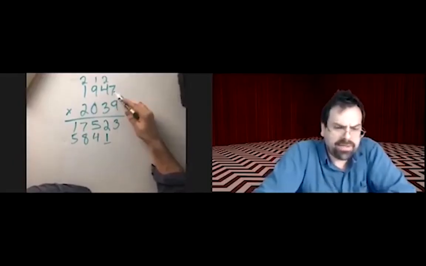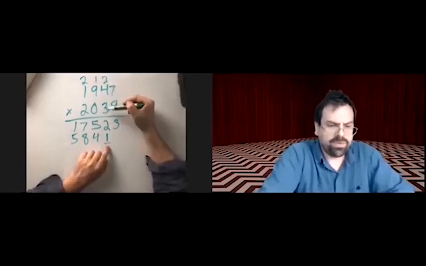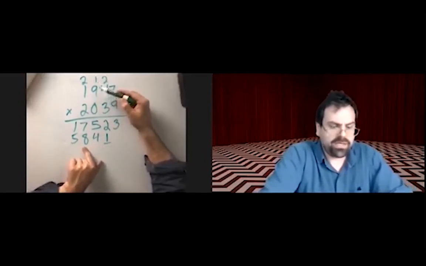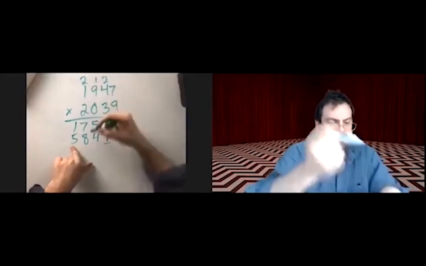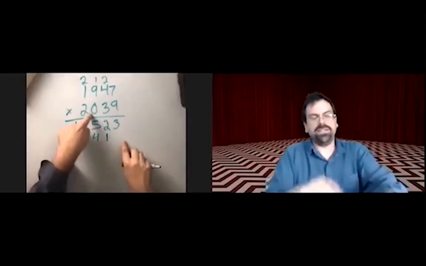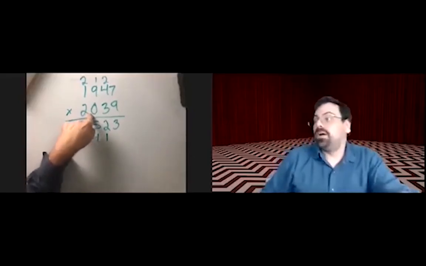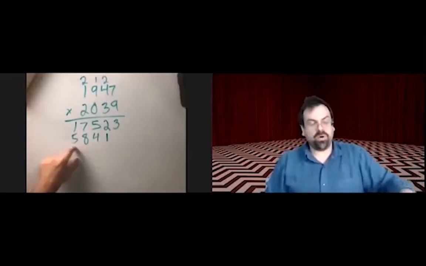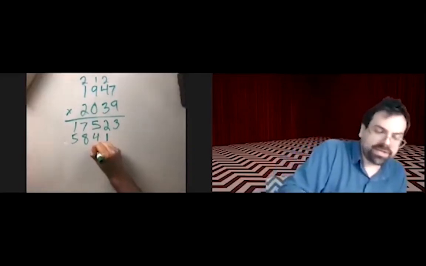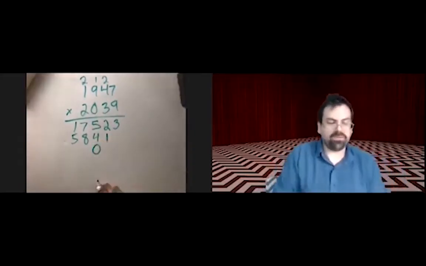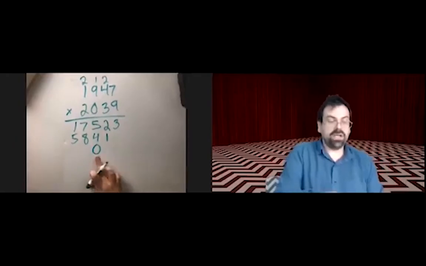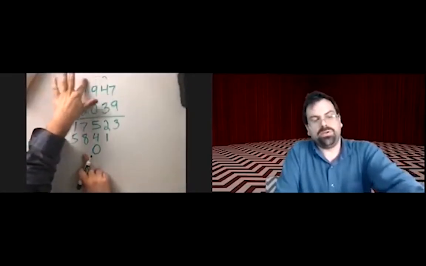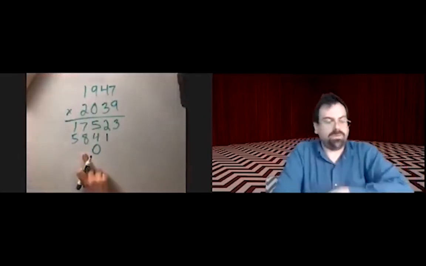Let me double check that. 21, carry the 2. 14, carry the 1. 28, carry the 2. 3 plus 2, yep. Moving on to the 0. When we have a 0, 0 times anything is 0. So instead of putting a whole row of zeros in, let's just put in this single 0 to account for this placeholder and move on to the 2. Shortcut when we have zeros in the bottom row.